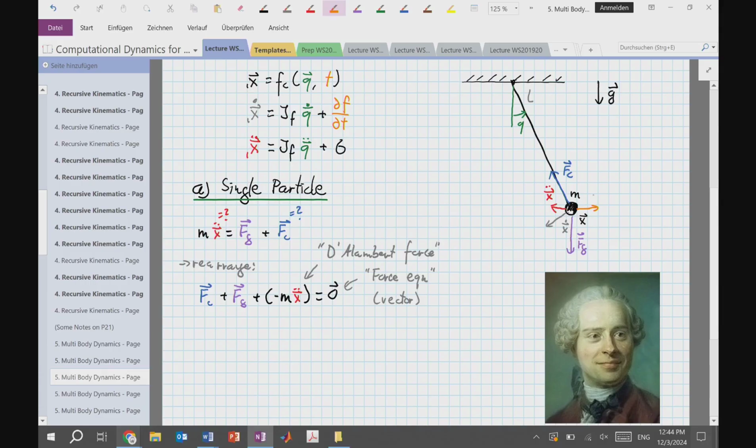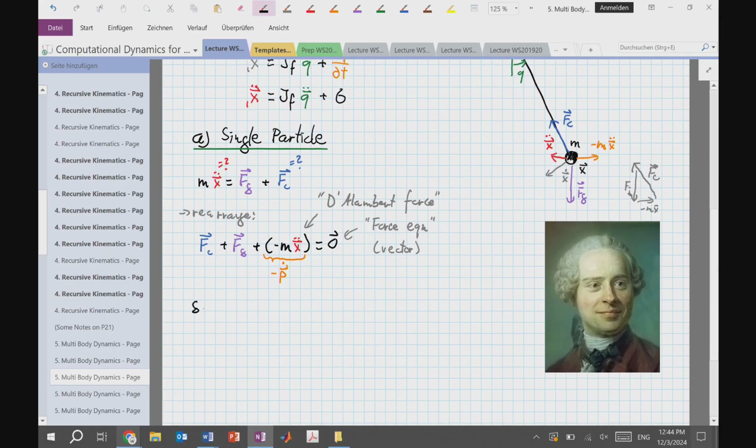It's a scaled version of x double dot. So this would be my D'Alembert force, minus x double dot times m. And this is equal to minus p dot, of course, right? Change in linear momentum. And what I see now is that I'm looking at the force balance, where Fc, Fg, and this D'Alembert force have to form a closed vector chain and sum up to 0.